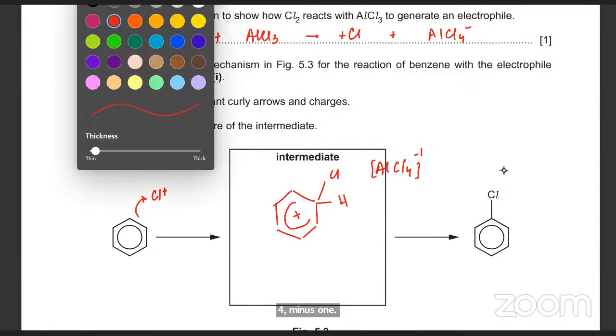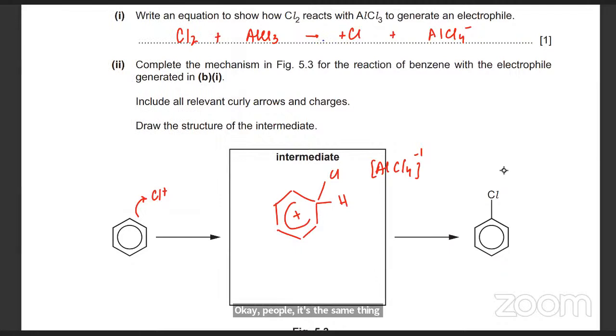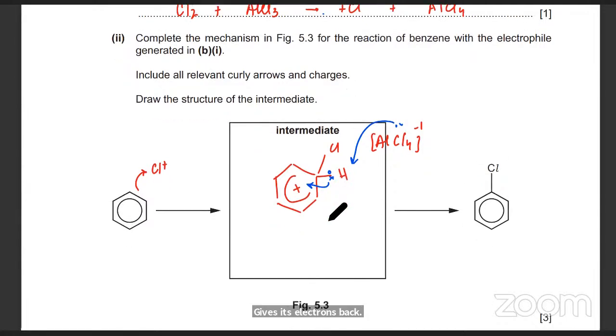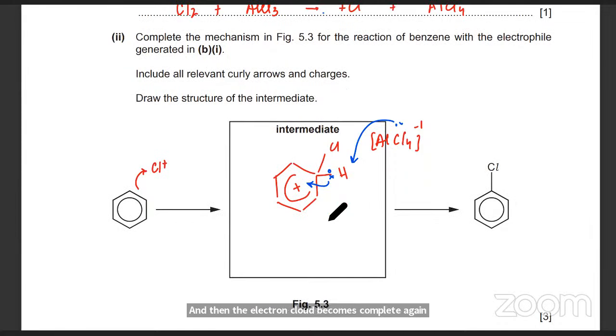Okay, it's the same thing. So next step is that the H gives its electrons back. And the benzene electron cloud becomes complete again. Okay, that's going to be your next thing.